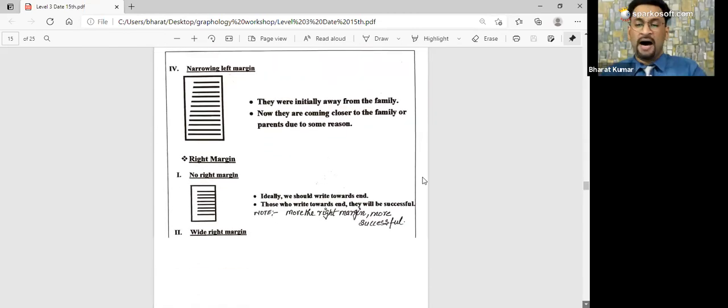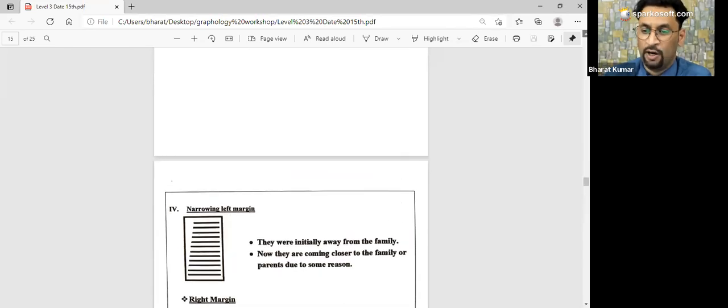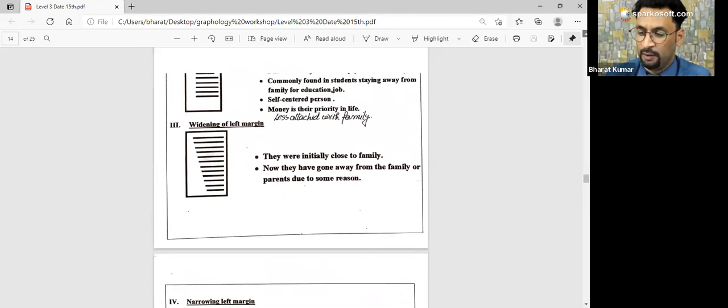If the margin is narrowing, in the start you have more margin, in the end you find the margin decreasing on the left side. They were initially away from the family, but they are coming close to the family now due to some positive reason. So in diagram four, the reasons will be positive. In diagram three, to go away from the family, the reasons will be negative.